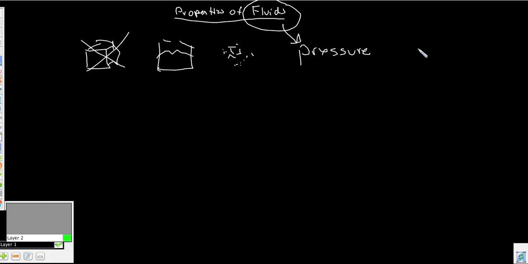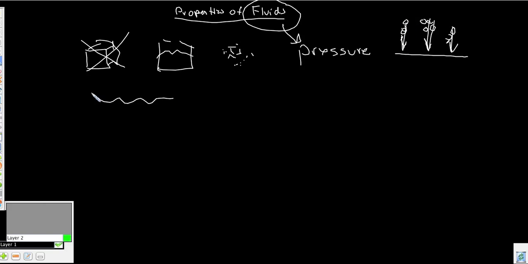Because what is pressure? Well, pressure is simply, if you have a flat surface, basically the amount of force that's exerted by the particles onto that surface, and it's a perpendicular force. We assume that it's straight on like this. Now, why is that important?